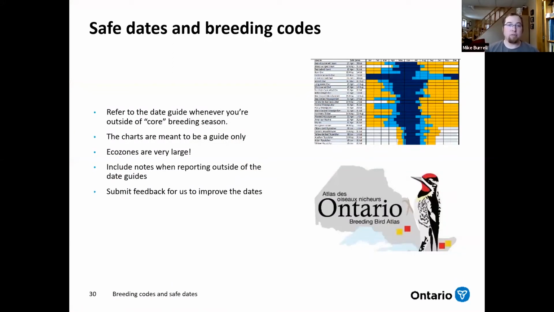Please do refer to those date guides when you're atlasing outside of that core atlasing season. They're meant to be a guide only. There will be lots of times where things just don't quite line up, and that's fine. Keep in mind that the ecozones are very large, so there's going to be variation in the dates from whether you're at the very south part of that zone or the north. If you're reporting outside of what the date guides recommend, please include notes. And if you have suggestions for species that we should adjust, please do send us that information.